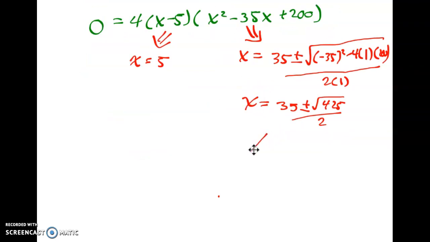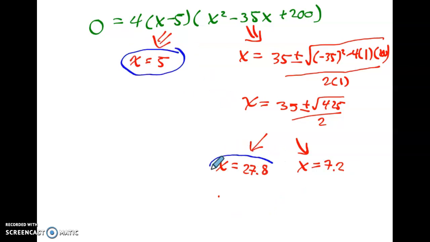And if on your calculator you split that up into the plus and minus, you will get x equals 27.8 and x equals 7.2. So we have 3 possible solutions, and it might end up that you do have more than one solution that works, because it is possible sometimes to create more than one box that has the same volume inside of it. So we do need to check to see if all of these are valid answers.